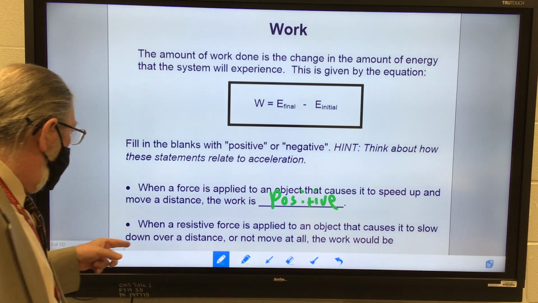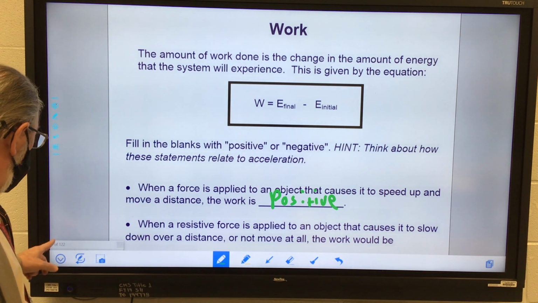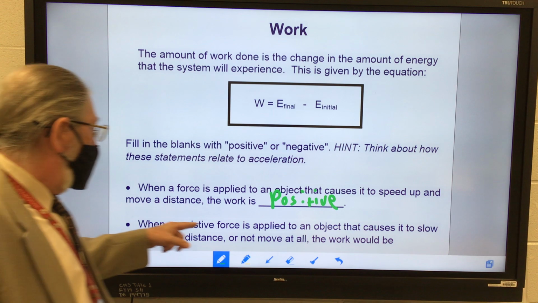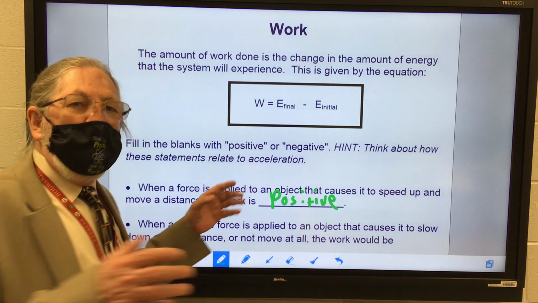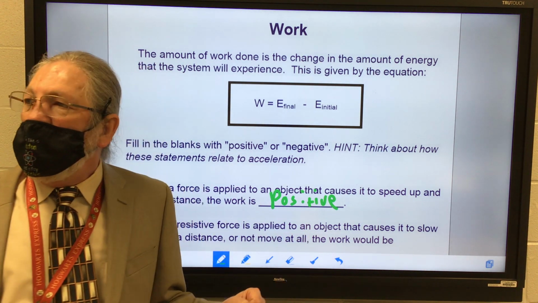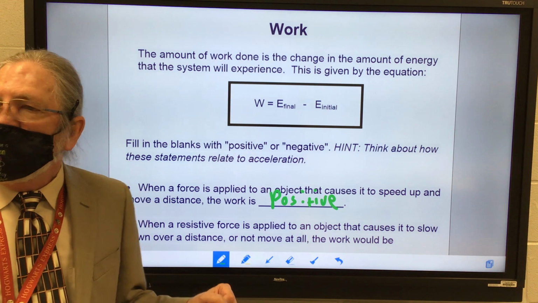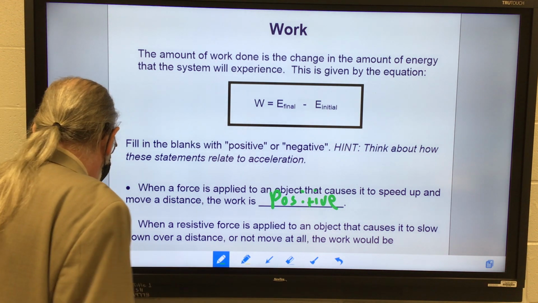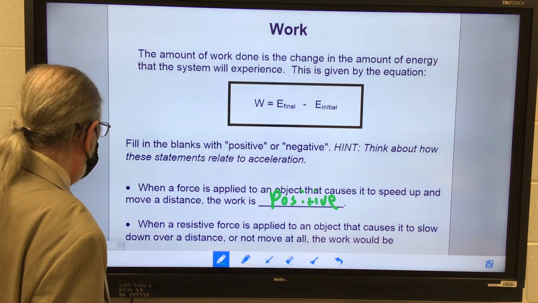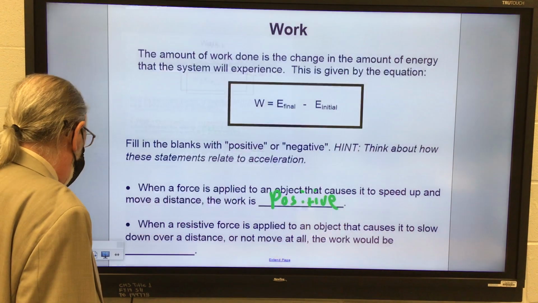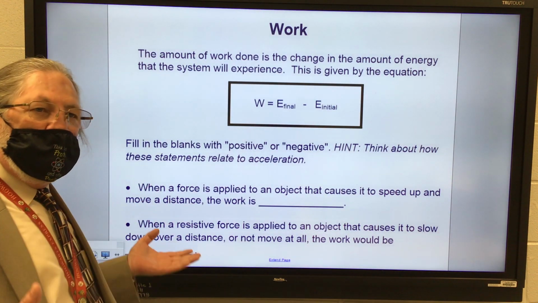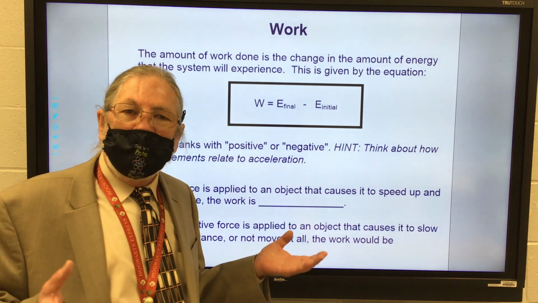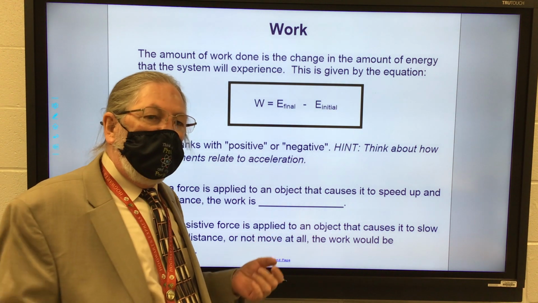And how about this right here? When a resistive force is applied to an object that causes it to slow down, is that positive work or is that negative work? Negative. Okay, you guys are sharp. You got that down, don't you? So you have the concept down, right? If it speeds up, it's positive work. If it slows down, it's negative work. How about if it doesn't do anything at all?